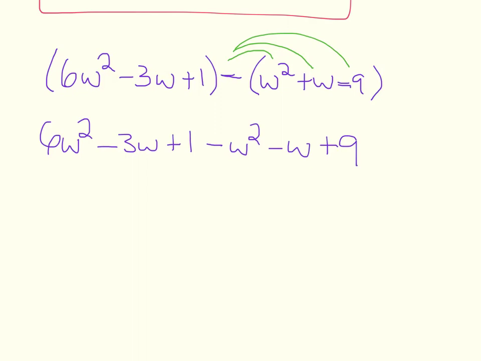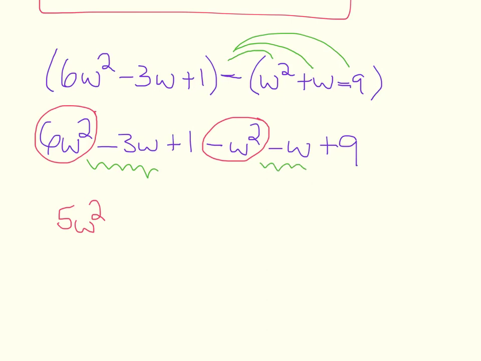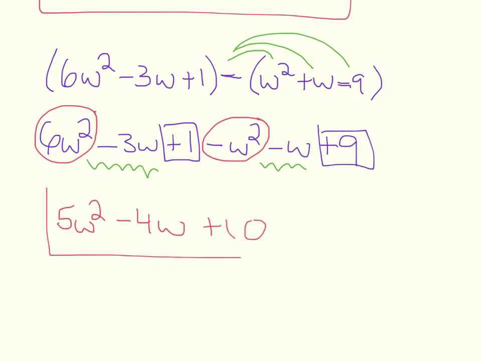So now we can combine like terms, 6w squared, and then here's our other w squared, take the sign in front. So 6 plus negative 1 would be 5w squared. And now negative 3w plus a negative w would be negative 4w, and a positive 1 plus 9 is 10. So here we have a quadratic trinomial as our final answer written in standard form.